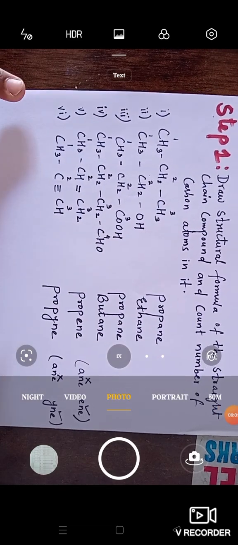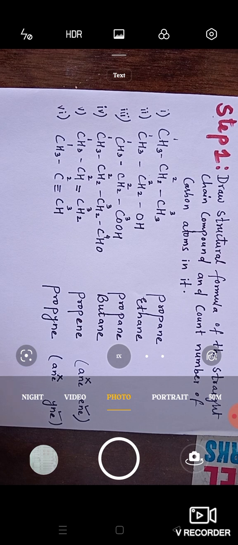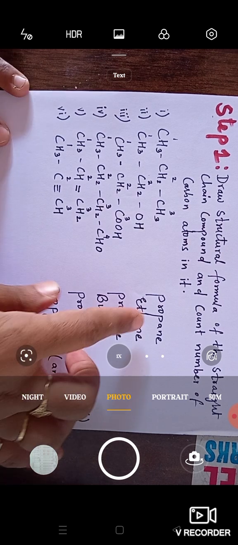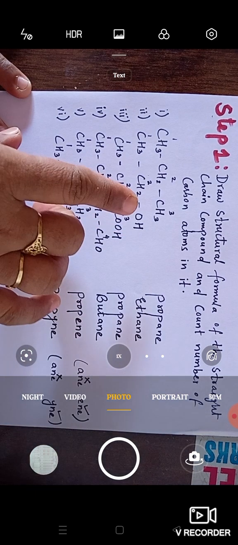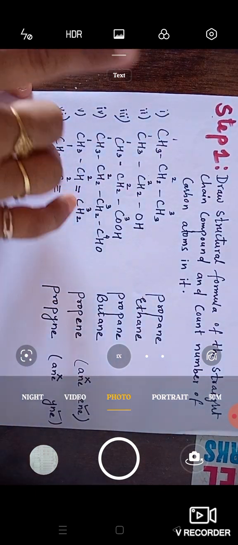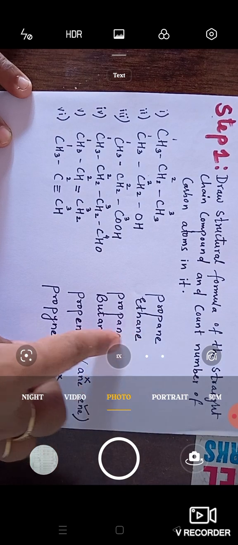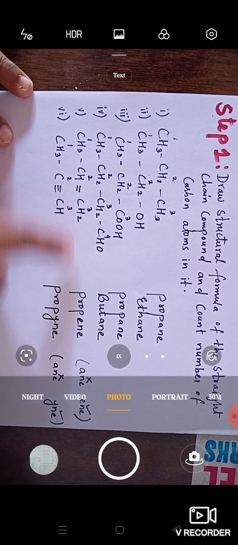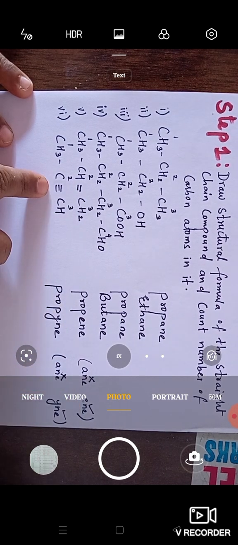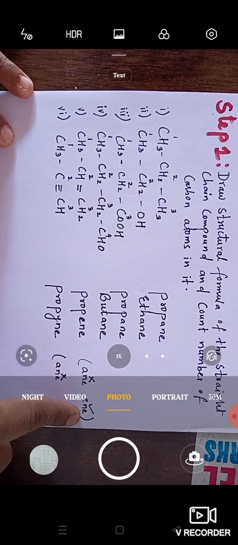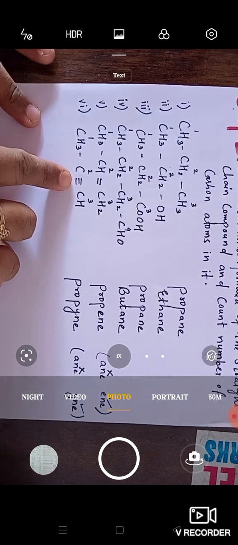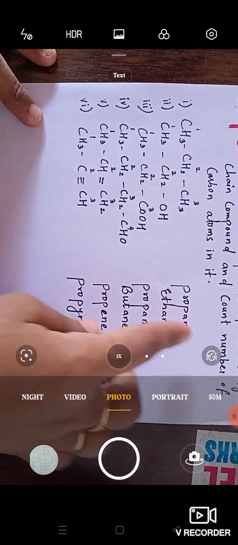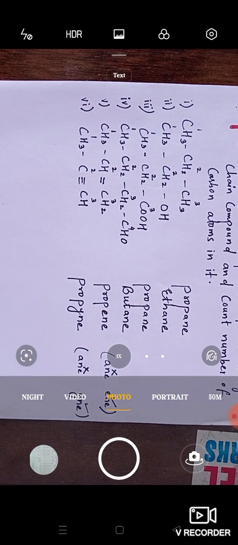So this is step 1, where we have learned how to count the number of carbon atoms and give the parent name. The alkane with the corresponding number of carbon atoms will be taken as the parent name. If there is a double bond, "ane" will get replaced by "ene", and if there is a triple bond, "ane" will get replaced by "yne". Hence this is how we can give the parent name. So we are done with step 1.